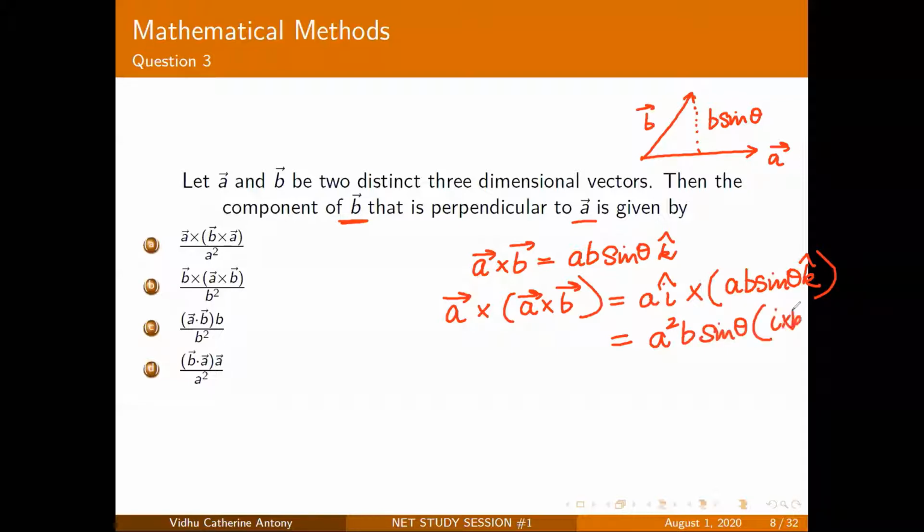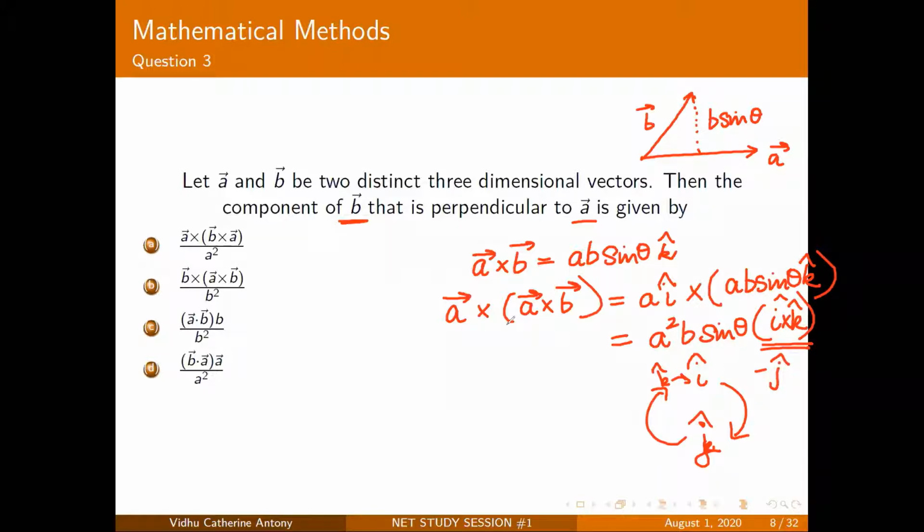When you're doing i crossed with K, you're supposed to be going cyclic, right? i, j, and k. When you get a cyclic order, i crossed with j is k, k crossed with i is j, and so on. But here you want a reverse order, i crossed with K, so you end up putting a minus j cap.